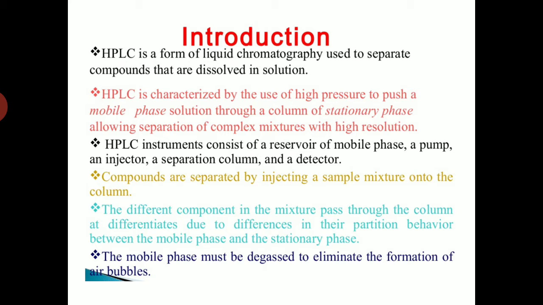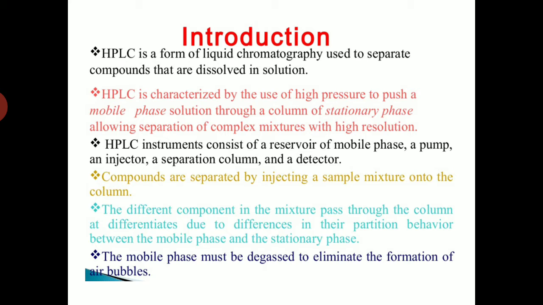This HPLC instrument consists of a mobile phase, a pump, an injector, a separation column, and a detector. Compounds are separated by injecting a sample mixture onto the column. The different components in the mixture pass through the column, and the separation is purely based on their difference in partition behavior, which we also call the partition coefficient or distribution coefficient. So based on the different affinity of each component towards the stationary phase and the mobile phase, we get the separation.